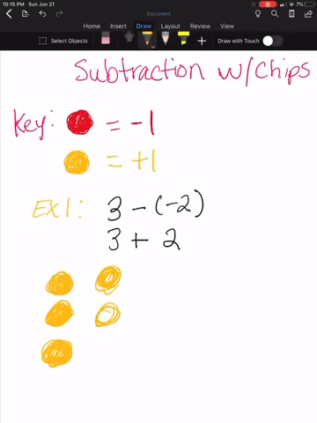And then if you look at this, actually we don't have any what? 0 pairs. Remember, a 0 pair is a positive chip attached to a negative chip. So we don't have any, because all of them are yellow chips. So you just count it out. 1, 2, 3, 4, what? 5. So our answer is going to be what? 5. All right. So this is subtraction.